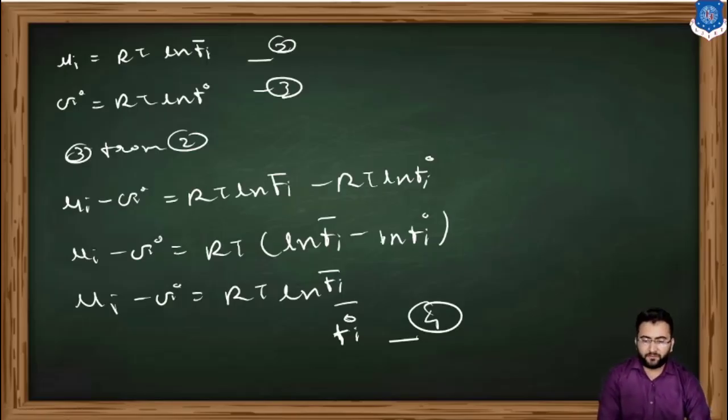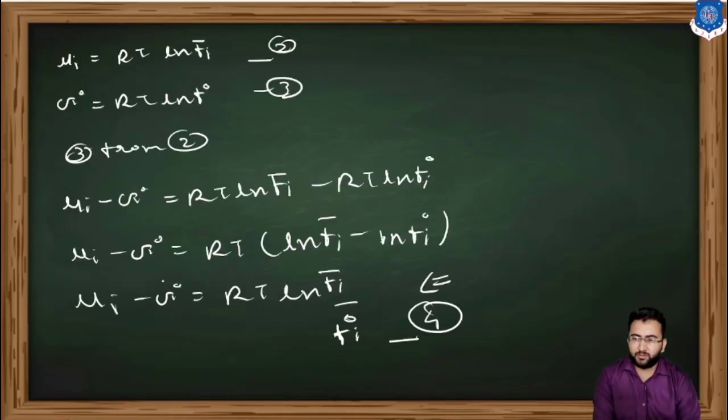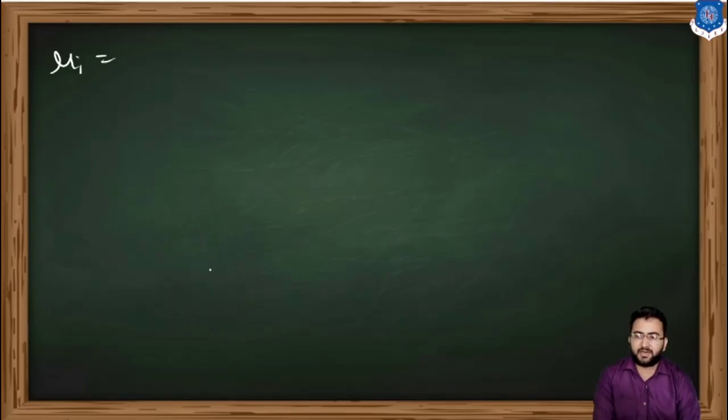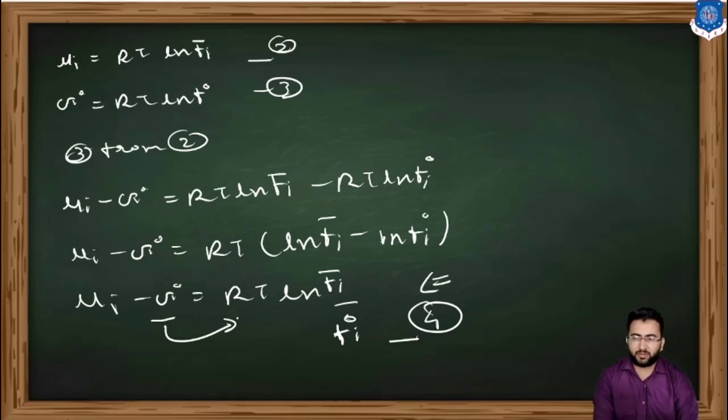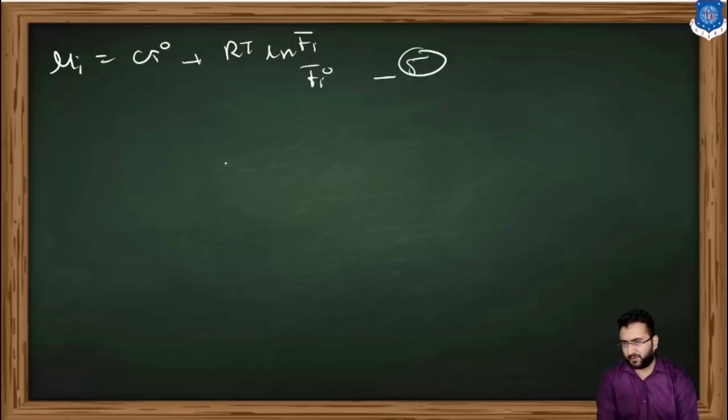Using the value of mu i from equation number 4, if I take the Gibbs free energy to the other side, it becomes positive. So mu i is equal to Gi naught plus RT ln fi bar upon fi naught. Let's write this as our equation number 5.